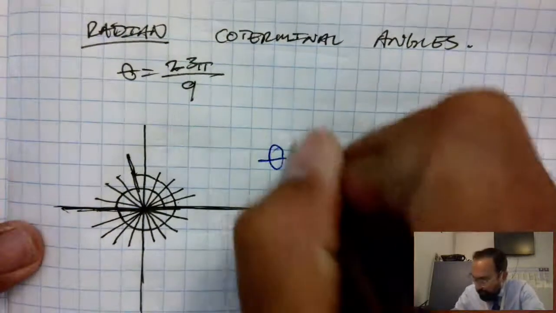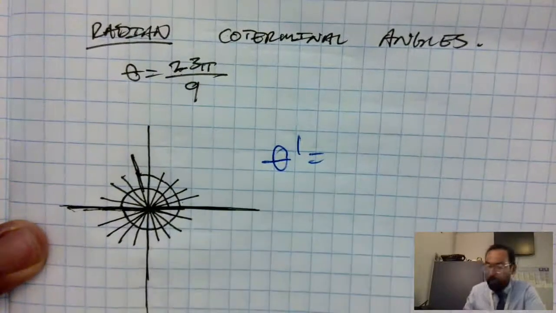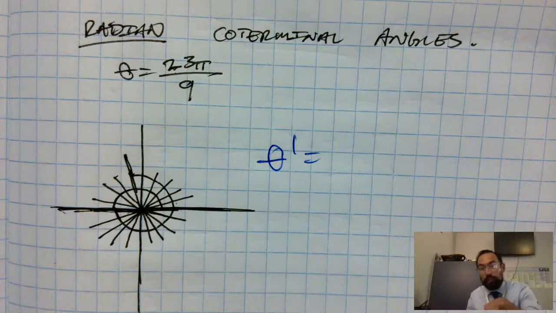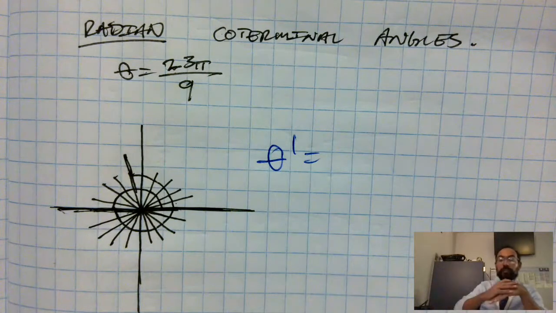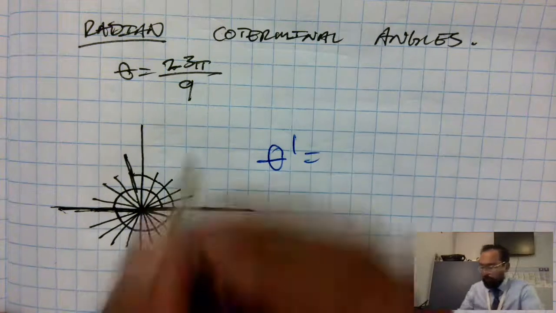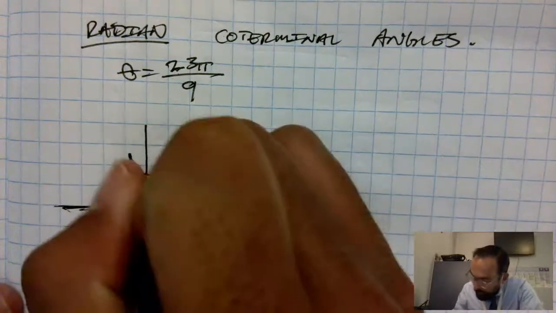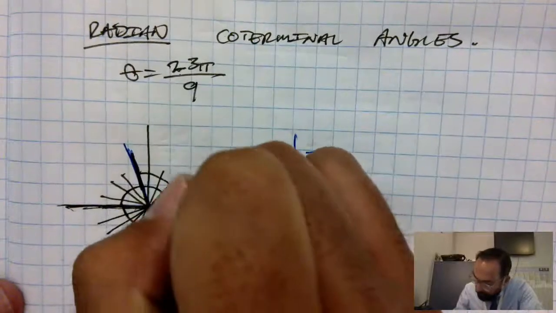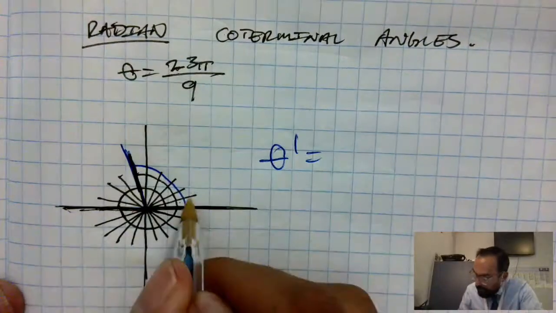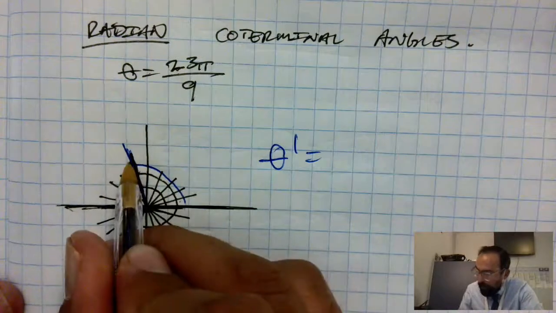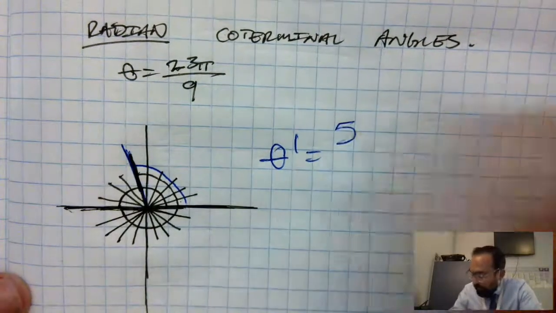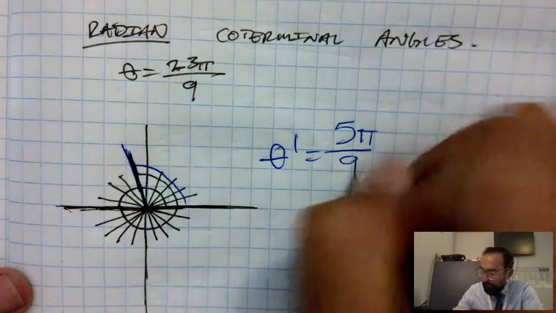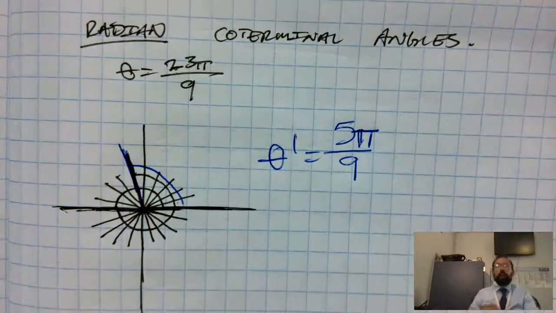Now I want to find theta prime. And again, I want to find it between 0 and one full rotation. Since pi is half a circle, 2 pi would be a full circle. So I'm going to start here at 0, and I'm going to end at the same terminal side, being this one right here. So I'm going to rotate, and then count how many of those sections there were. 1, 2, 3, 4, and 5. So my coterminal angle is 5 pi 9 sections, or 5 pi over 9.